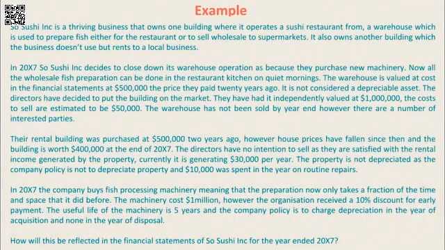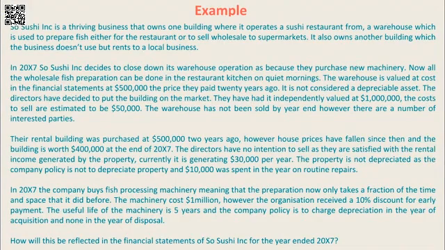So now let's look at another example. Sushi Inc. is a thriving business that owns one building where it operates a sushi restaurant, a warehouse which is used to prepare fish either for the restaurant or to sell wholesale to supermarkets. It also owns a building which the business doesn't use but rents to a local business.